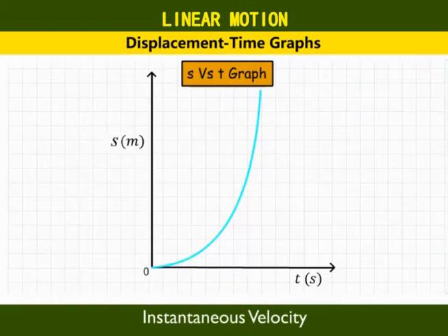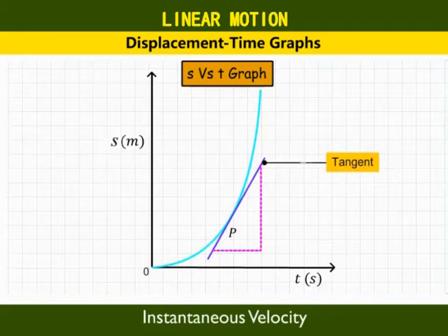To get the instantaneous velocity, we mark a point on the graph at which the instantaneous velocity of the body is to be calculated. Then we draw a tangent to the curve at that point. The slope of this tangent represents the instantaneous velocity at that point P. Slope or gradient is given as delta S over delta T, or as tan theta.